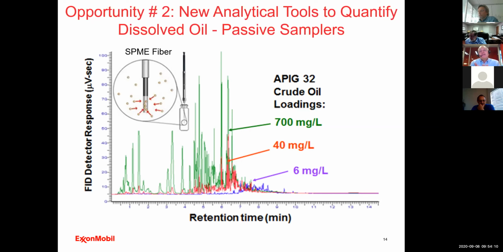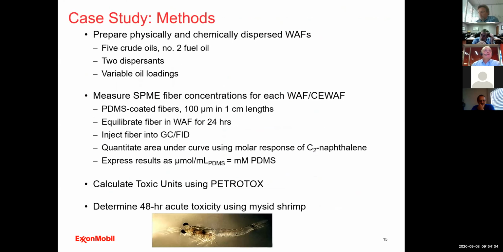And so this really is a nice display of how the fiber is reflecting the multi-component dissolution behavior of a complex oil. And one can also conveniently use the area underneath these GC-FID chromatogram curves to quantify the dissolved hydrocarbon exposure. So, a very quick case study.